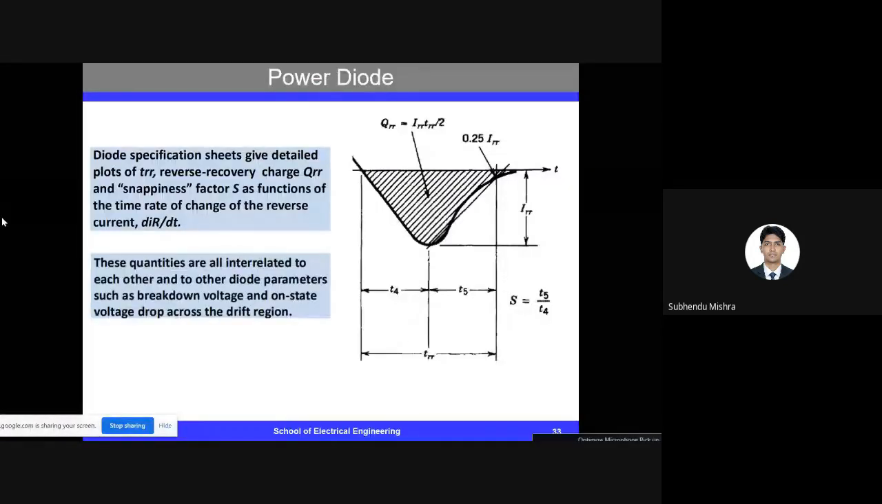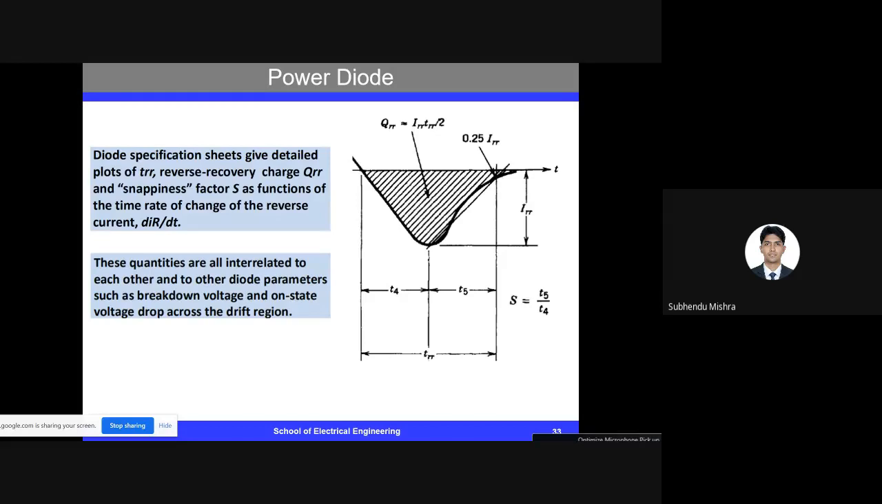In the diode specification sheet, when you get a commercial power diode, you will get various things. The most important parameters are IRR, the reverse recovery current, and the reverse recovery charge. The reverse recovery charge is given by this particular triangle. The area of this triangle gives you the reverse recovery charge, and this is given by half IRR into TRR. So this is an important parameter of a power diode.